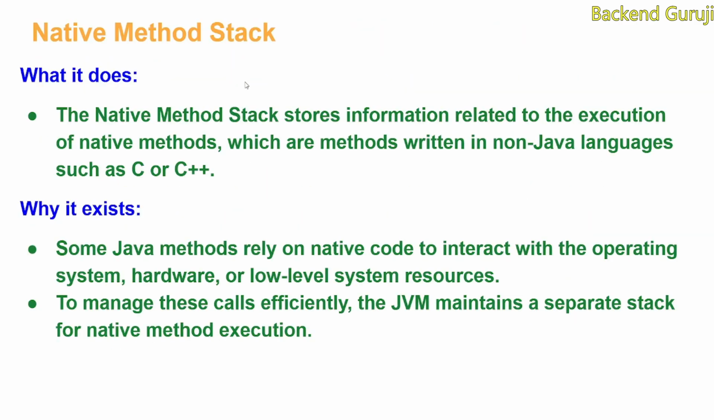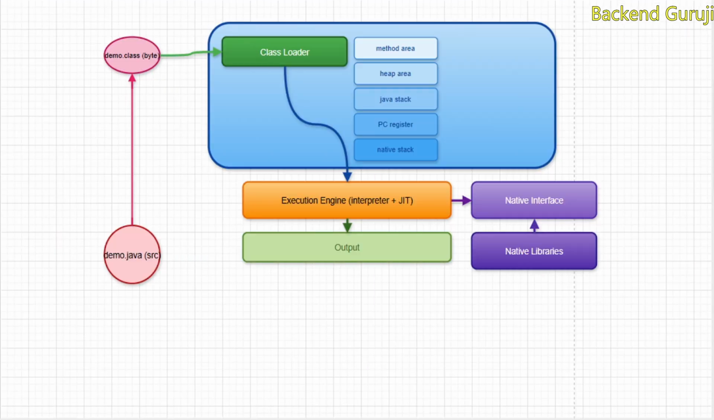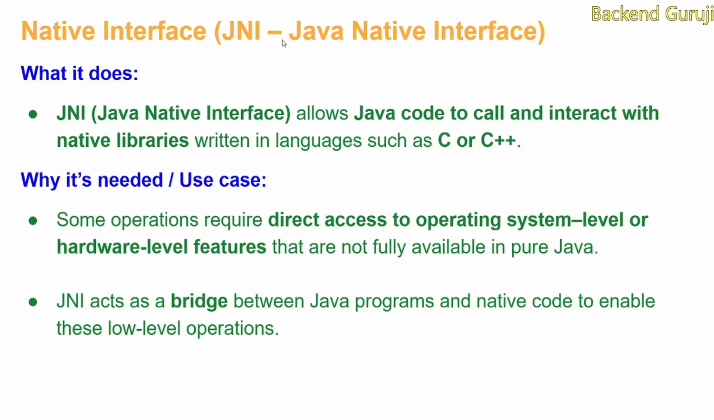Okay, the execution engine is completed. Then the native interface, JNI. The Java Native Interface allows Java code to call and interact with native libraries written in C or C++. Why is it needed? Some operations require direct access to operating system level or hardware level features that are not fully available in pure Java, so JNI is required. JNI acts as a bridge between Java programs and native code to enable these low-level operations.